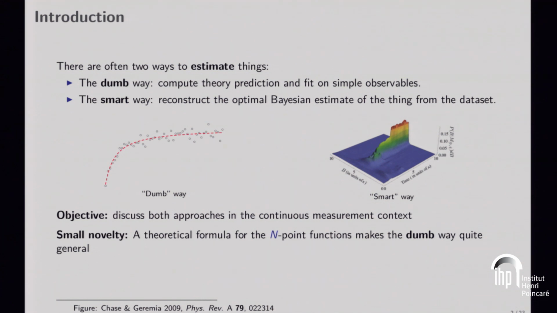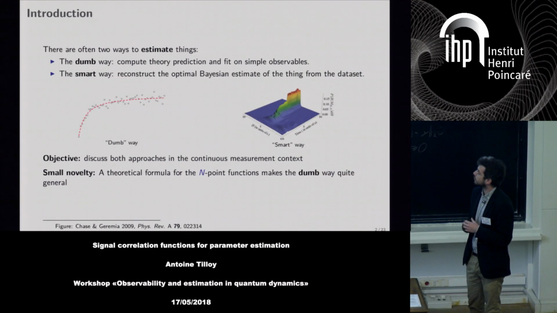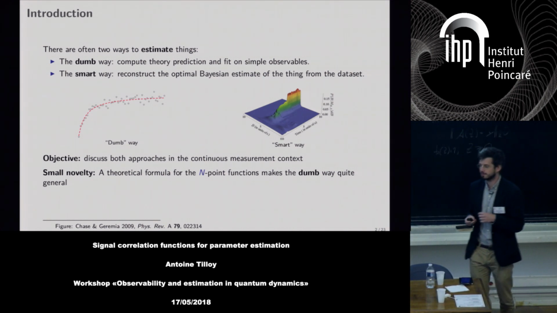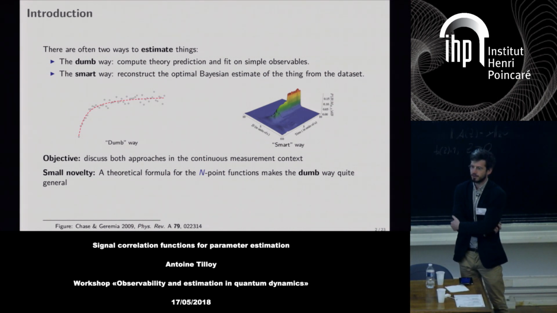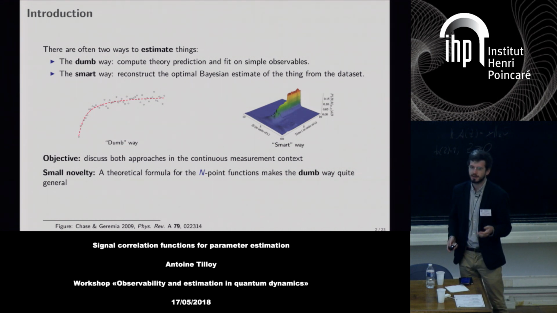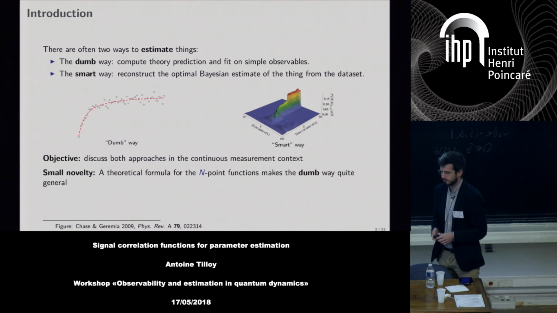And the small novelty in this talk, I mean, most things would be recalling things that are actually, I think, well known in the literature. But the small novelty is that there is a closed form formula for endpoint correlation functions in continuous measurement that makes the dumb approach more systematic than one might think.